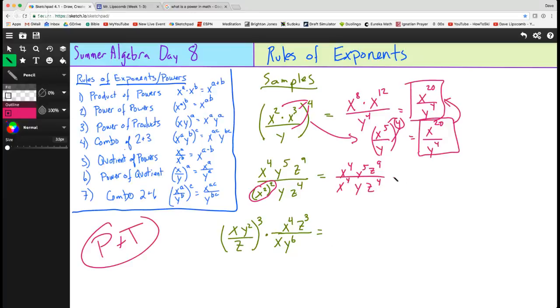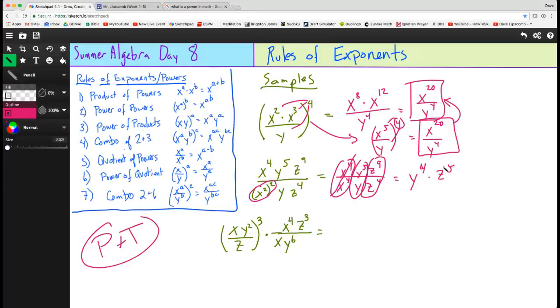Now we're going to use our quotient rule here, here, and here. Well, x to the 4th divided by x to the 4th, those are the same thing. So we're just going to cancel that. Those go away. Anything divided by itself is just a 1. So here we got y to the 5th over y, and so that's y to the 4th. And over here we got z to the 5th.